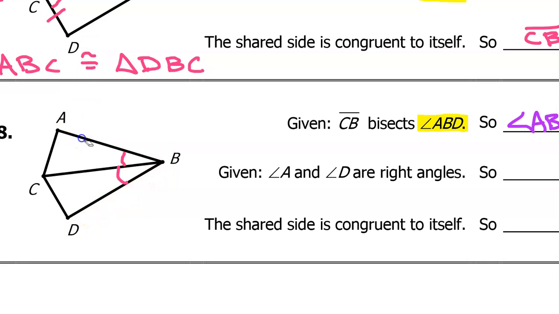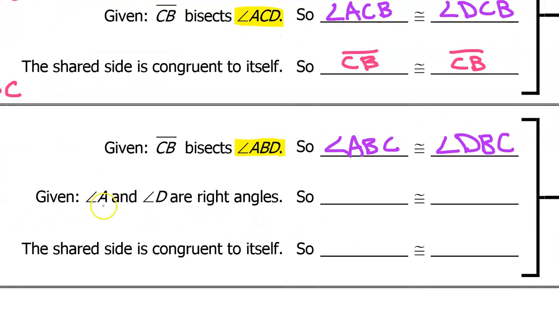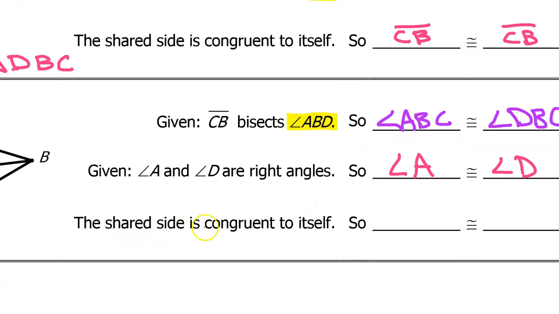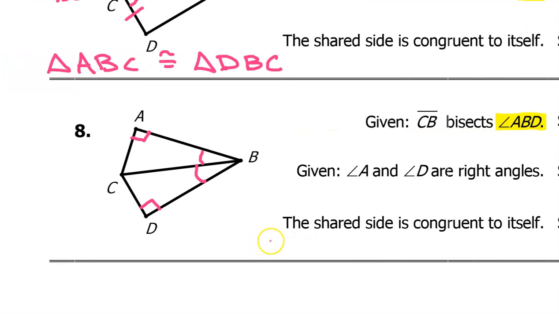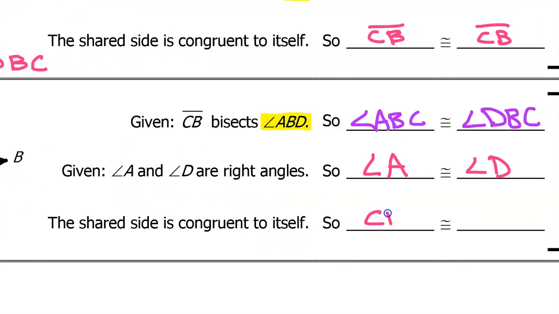What else do we know? We're also given that angle A and angle D are right angles. So this is a right angle and this is a right angle. Well, guess what? That means that these are automatically congruent. So we can just go ahead and say angle A is congruent to angle D right away. And then the shared side will be congruent to itself. So we can mark that. And so that's CB. So we can simply say that segment CB is congruent to itself.